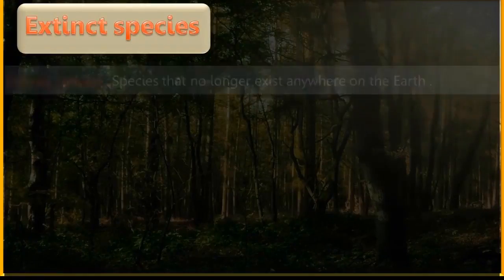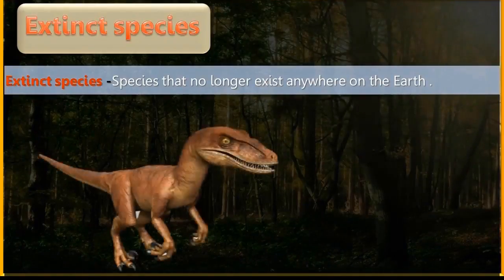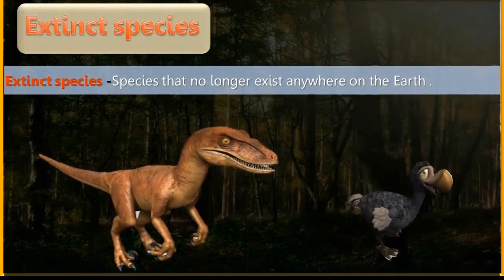Extinct species. Species that no longer exist anywhere on the earth are called extinct species. Dinosaurs and the dodo bird are examples of extinct species.